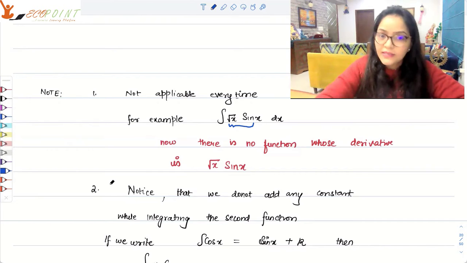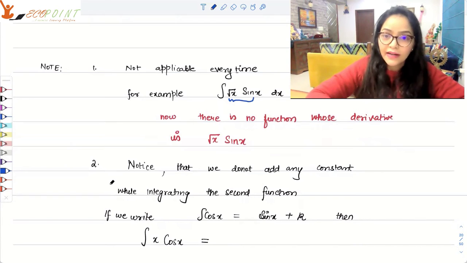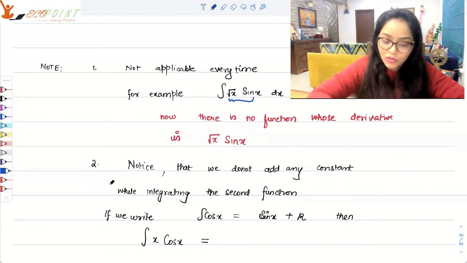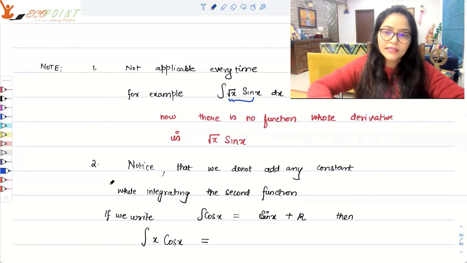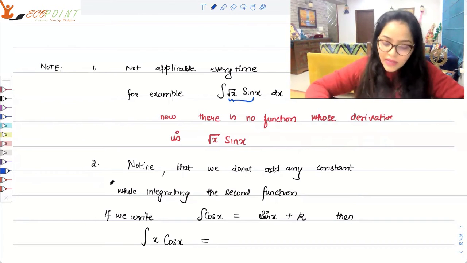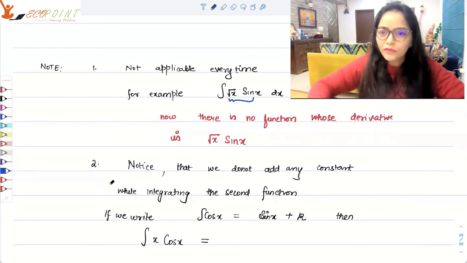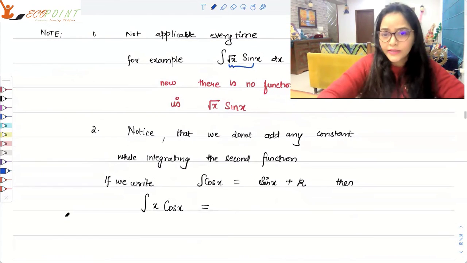So number one is basically that you can't apply it everywhere to all the functions just like that randomly. Number two, notice that we do not add any constant while integrating the second function. You are choosing first and second, and then integrating the second function. But if you noticed in x cos x, I never wrote that plus c. I just wrote plus c at the end. The reason is that it is a superfluous situation. It is of no use putting a constant beforehand.